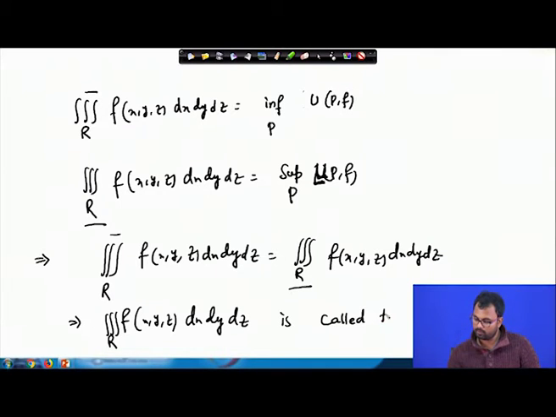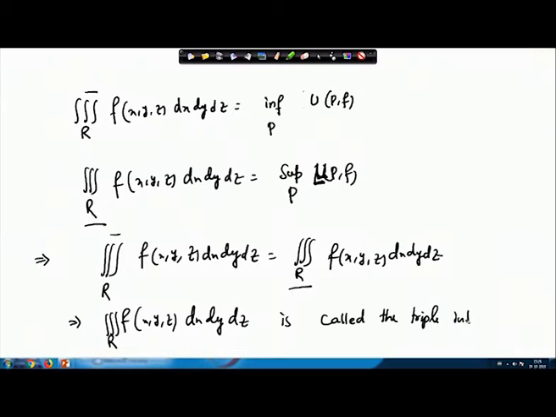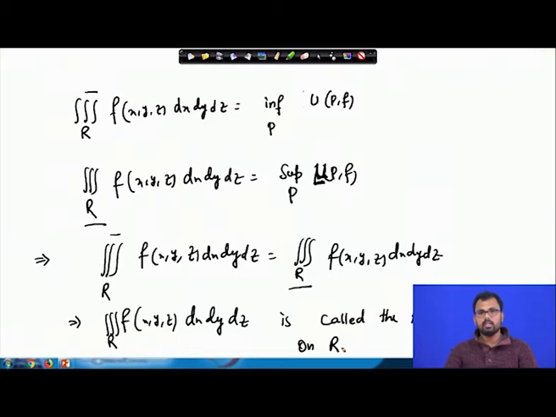of f on the rectangular parallelepiped R. So, this is how we define in general the triple integral of a function f on a rectangular parallelepiped R, like we did for a function on a rectangular domain in R2.